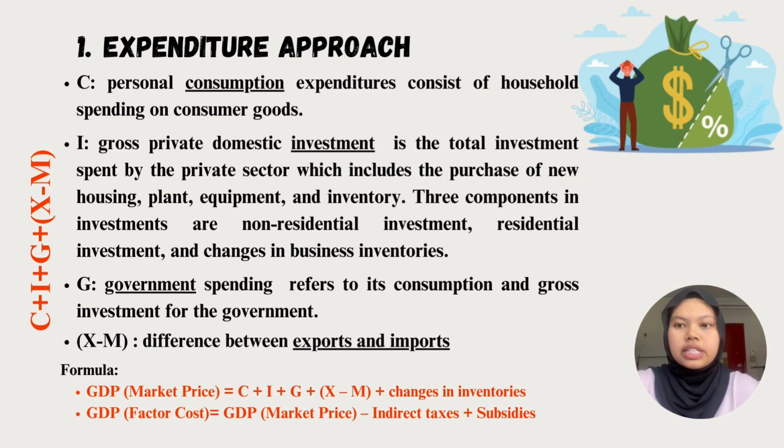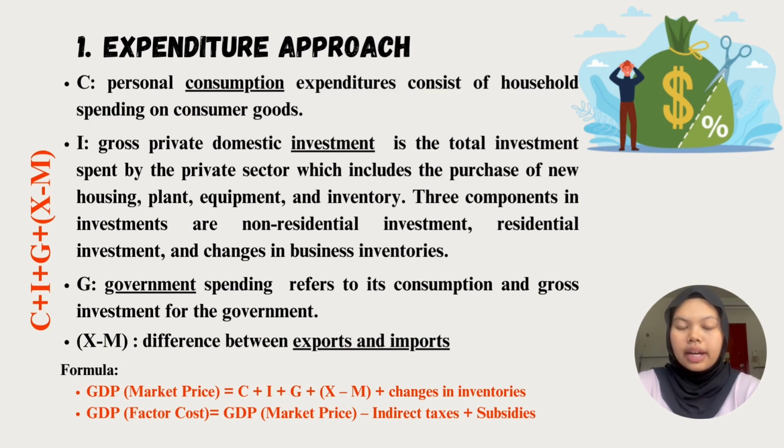We can measure GDP at market price and also factor cost. For market price, we use the equation plus changes in inventories, while for factor cost, we use GDP at market price minus indirect taxes and add subsidies. The first component of the equation is C, personal consumption expenditures, which consists of household spending on consumer goods. Next is gross private domestic investment.